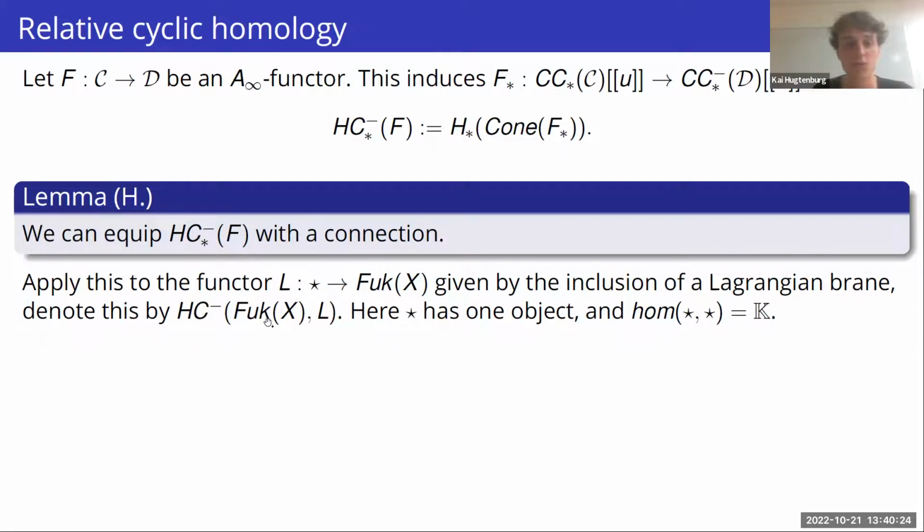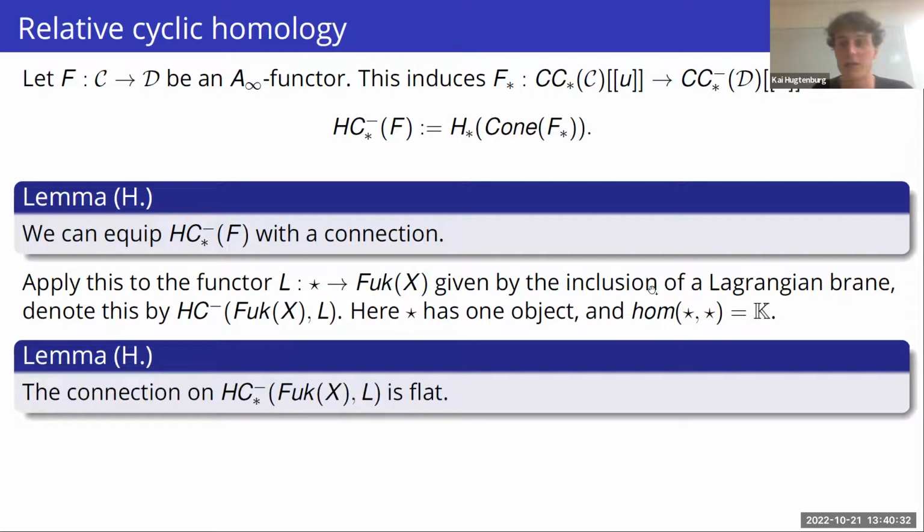And this thing, just to be very clear about what it is, is the negative cyclic homology of the Fukaya category relative to this Lagrangian. And in this case, we're very lucky: the connection that I construct on this negative cyclic homology is just flat. And in this case, it's really easy to show.